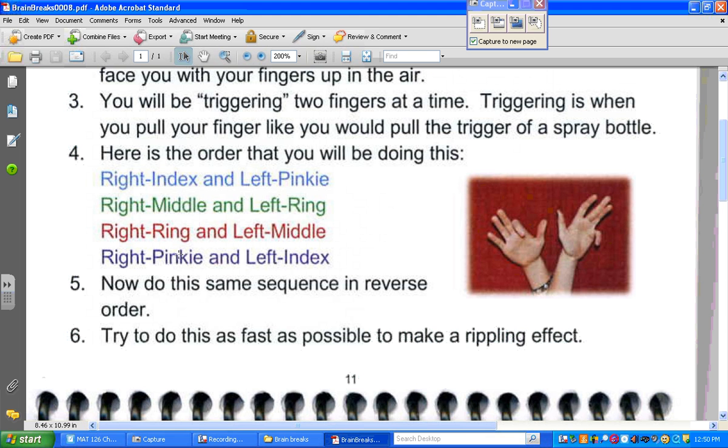Right ring, left middle. And then right middle, left ring. And then right index and left pinky. All right, you're supposed to have the first one, second one, third one, fourth one, not counting your thumbs, going left to right, right to left.